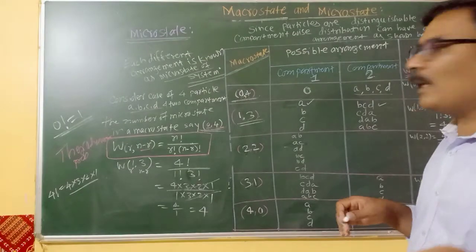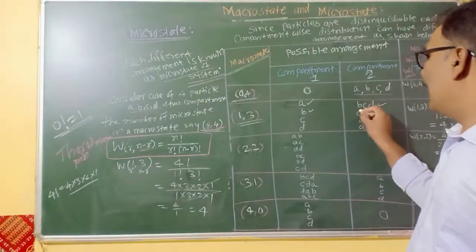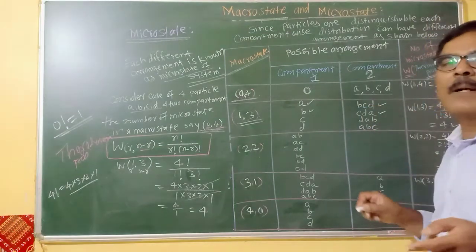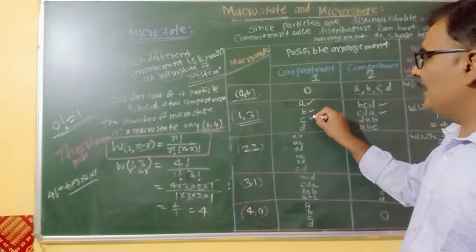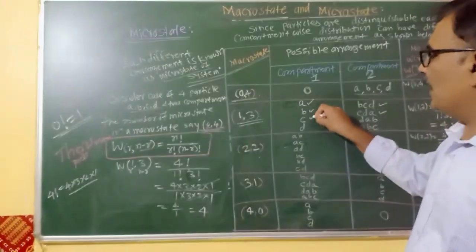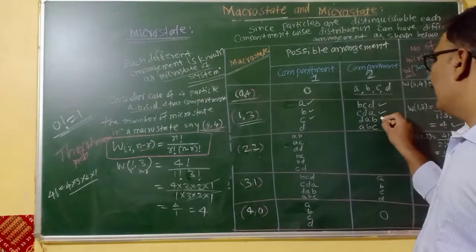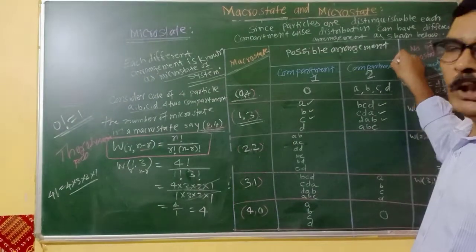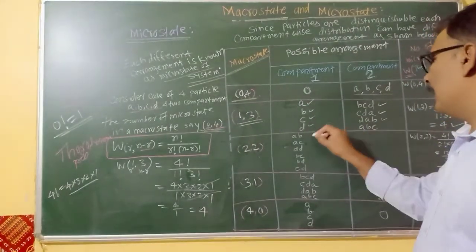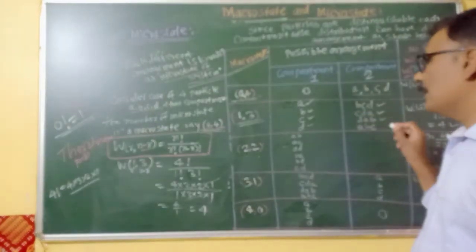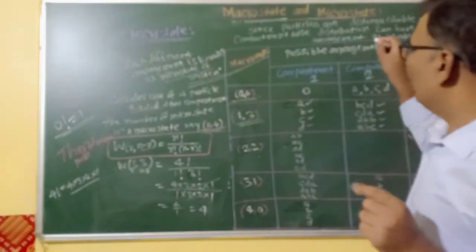Similarly, the second possibility is what? B is in compartment number 1 and after B, who comes? C, D or A in compartment number 2. Then C is the third possibility. C is in compartment number 1 and after that D, A, B in compartment number 2. Lastly, D is in compartment number 1 and the rest continue the cycle A, B, C. These are the 4 cases we have to consider for the macrostate.